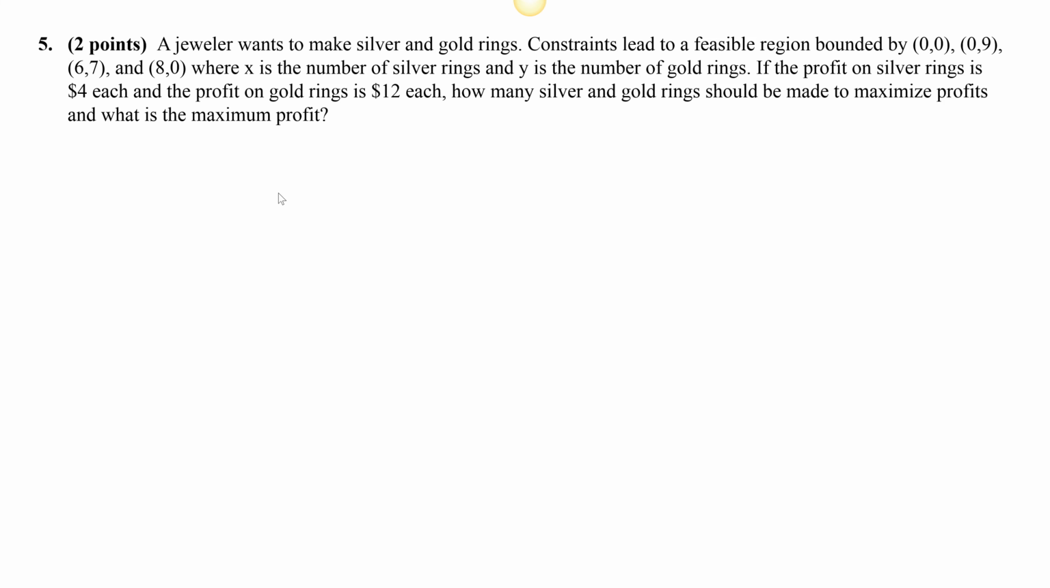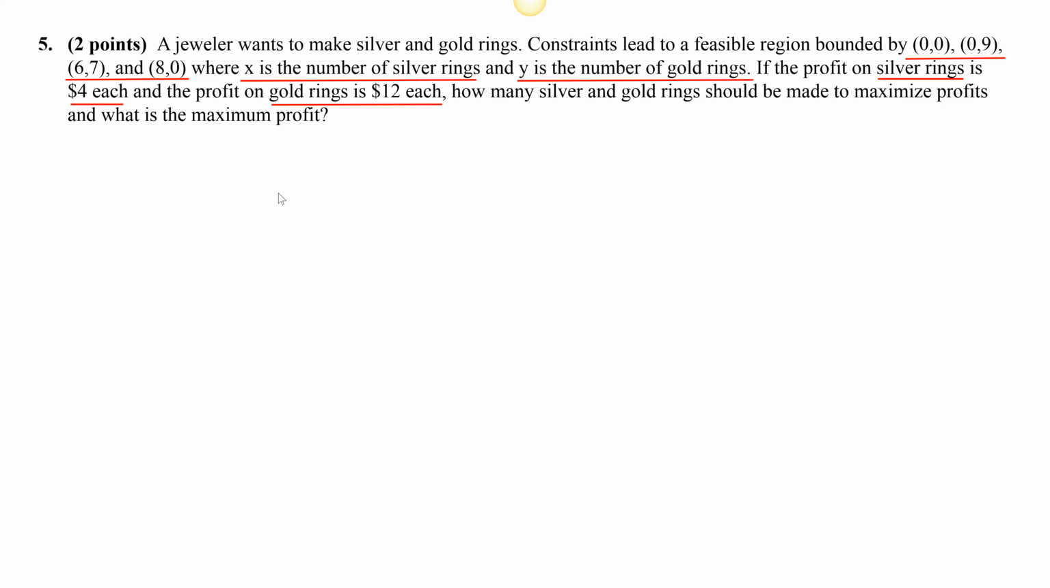Number 5, a jeweler wants to make silver and gold rings. Constraints led to a feasible region bounded by these corner points. Okay, so these are our corner points, where X is the number of silver rings and Y is the number of gold rings. Okay, if the profit on the silver rings is $4 each, and the profit on the gold rings is $12 each, how many silver and gold rings should be made to maximize profits, and what is the maximum profit?